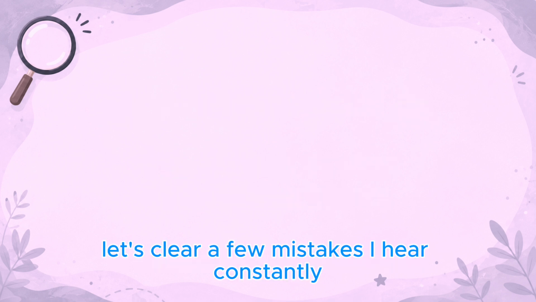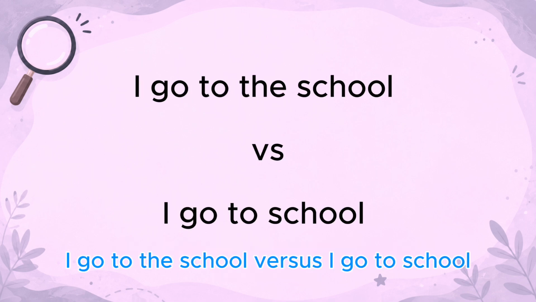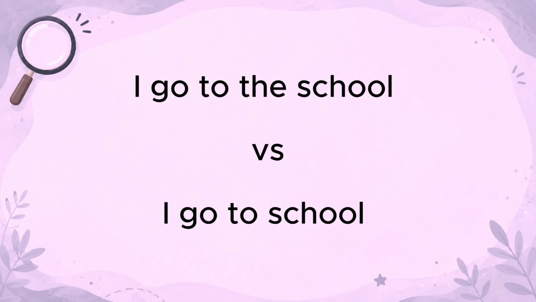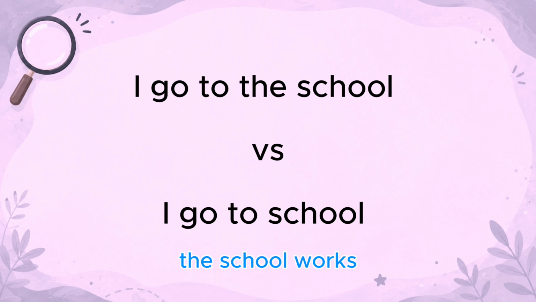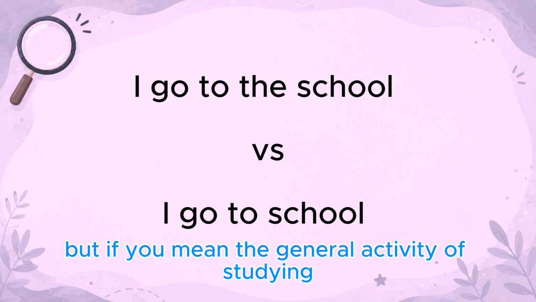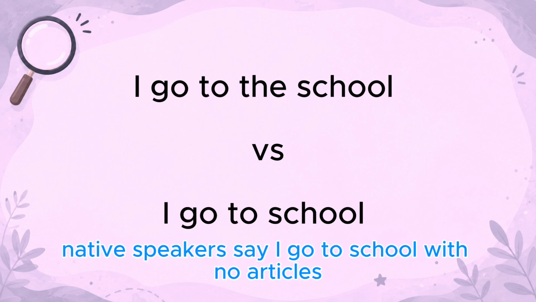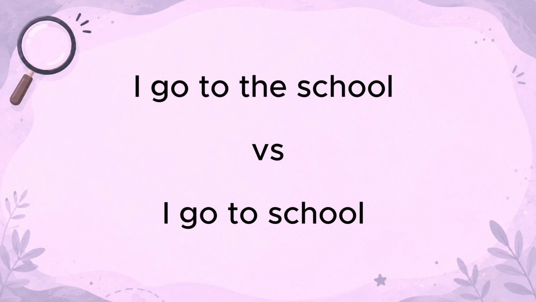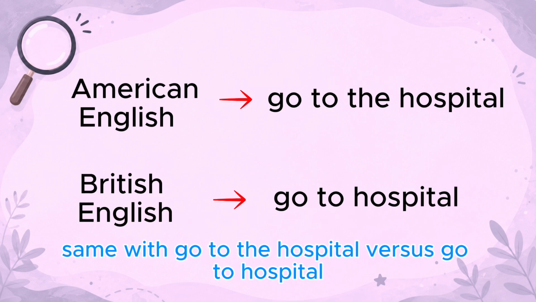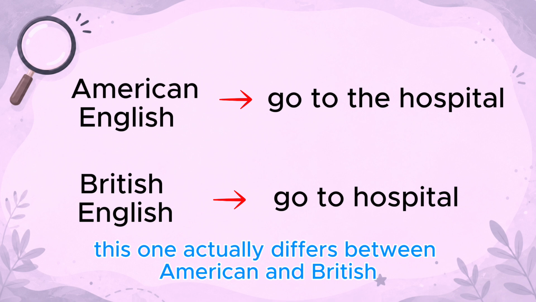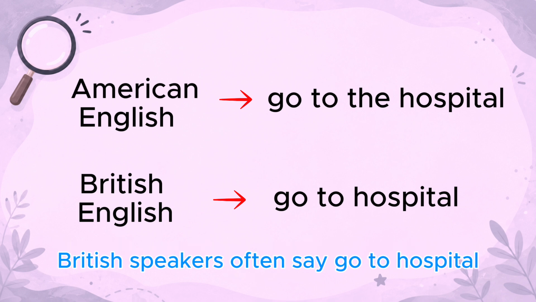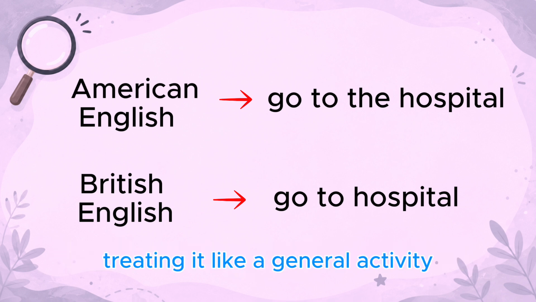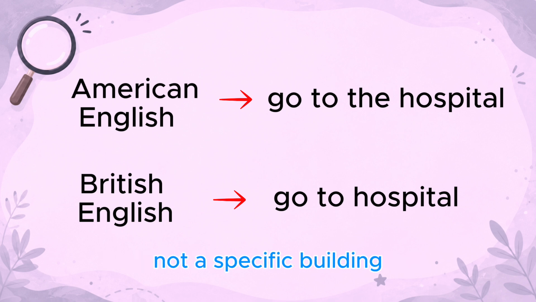Let's clear up a few mistakes I hear constantly. "I go to the school" versus "I go to school". If you mean the building itself as a specific place, "the school" works. But if you mean the general activity of studying, native speakers say, "I go to school", with no article. Same with "go to the hospital" versus "go to hospital". This one actually differs between American and British English. Americans usually say "go to the hospital". British speakers often say "go to hospital", treating it like a general activity, not a specific building.